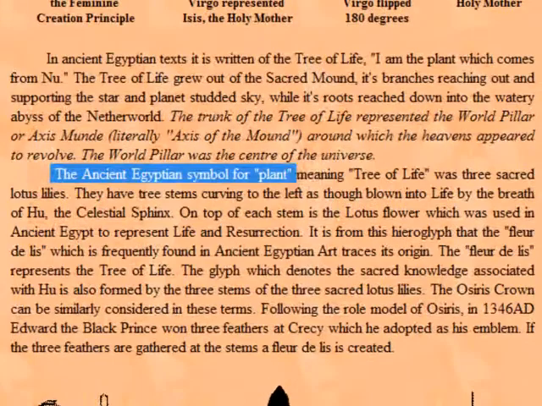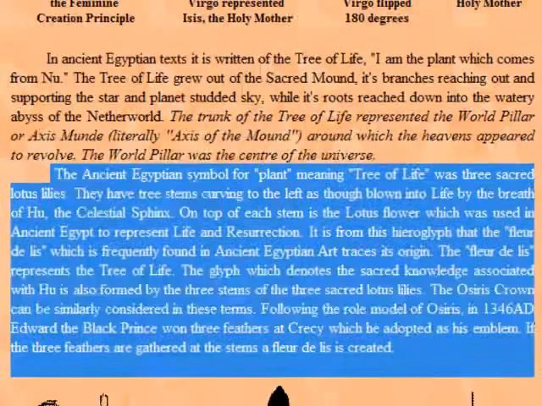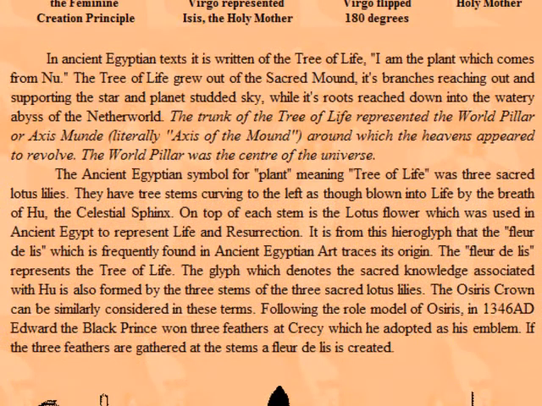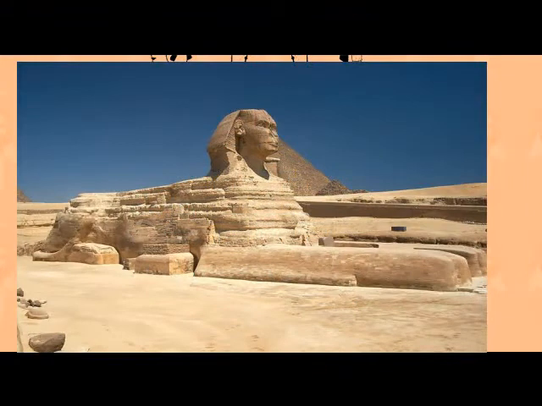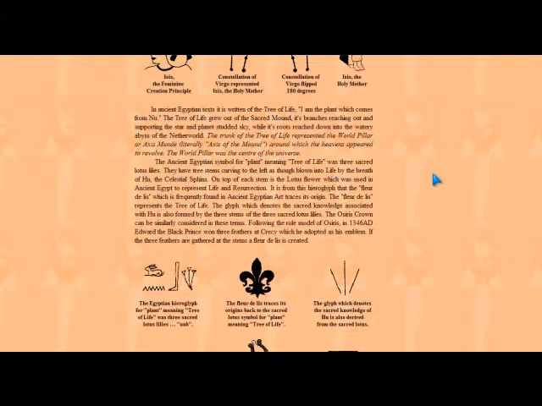The ancient Egyptian symbol for plant, meaning tree of life, was 3 sacred lotus lilies. They have 3 stems curving to the left as though blown into life by the breath of who? The celestial Sphinx. And I'll put in post production that the Sphinx they're talking about is the one with the lion's body and the man's head. That's the Sphinx they're talking about.